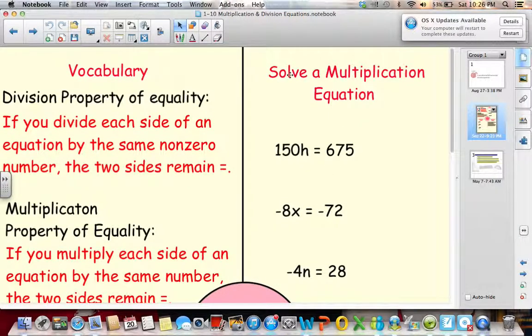So if we want to solve a multiplication equation, if we have 150h equals 175, we need to think of back, so same thing as if we're solving addition and subtraction. We need to do the opposite operation on each side. So first we find the variable on the side. This side, 150h, has the variable. h is being multiplied by 150, so therefore we need to divide both sides by 150.